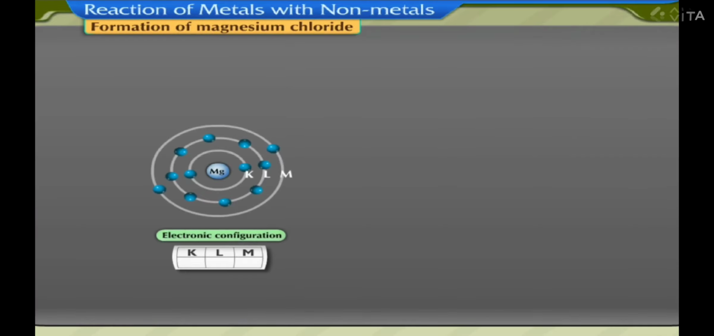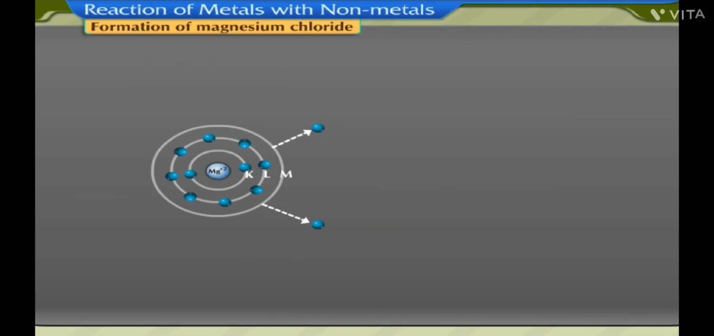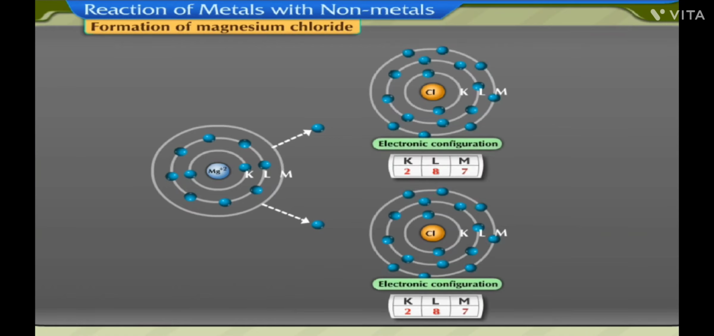Formation of magnesium chloride. The electronic configuration of magnesium atom is 2, 8, 2. Magnesium loses its 2 electrons from the M shell to form a magnesium ion. Since a chlorine atom has 7 electrons in its outermost shell, it requires 1 more electron to complete its octet.